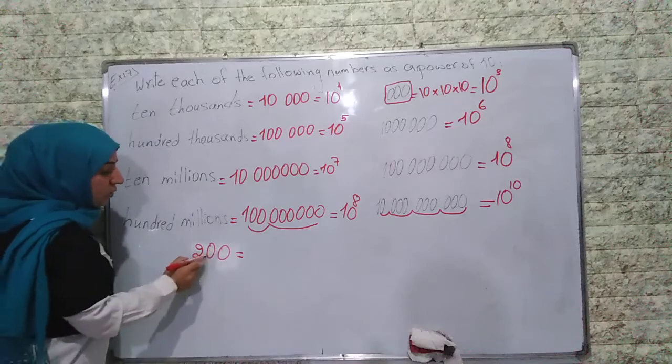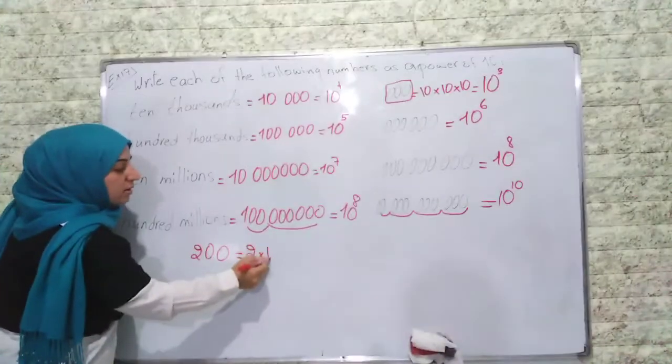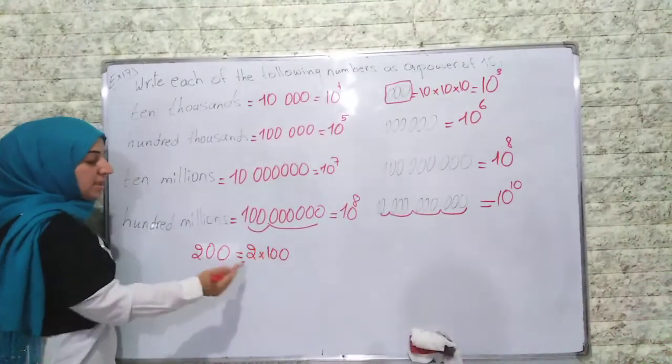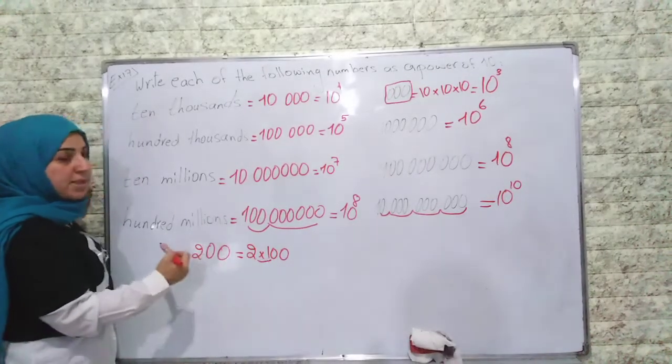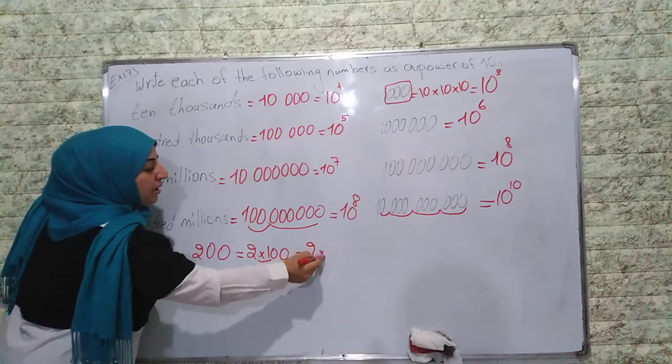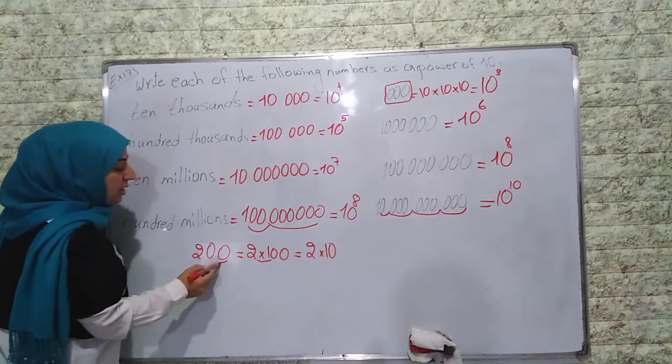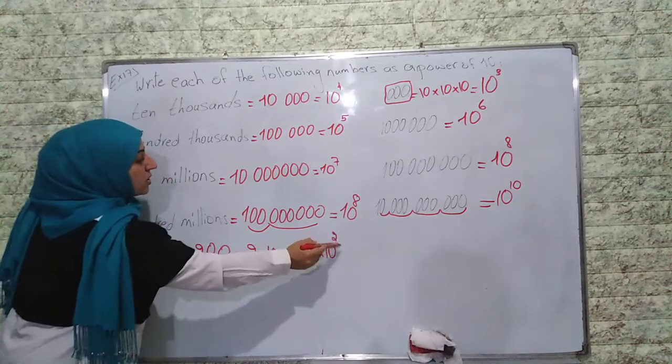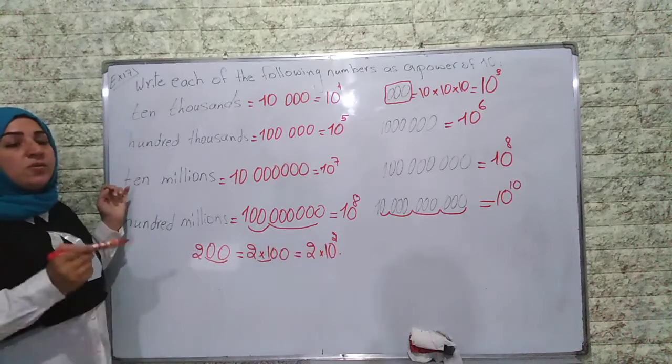I have to write it as 2 times 100. Okay, since when we multiply by 1, the number stays the same. So 200 is written as 2 times 10 to the power... How many zeros are there next to it? 2 zeros. Okay, now let's move to another question.